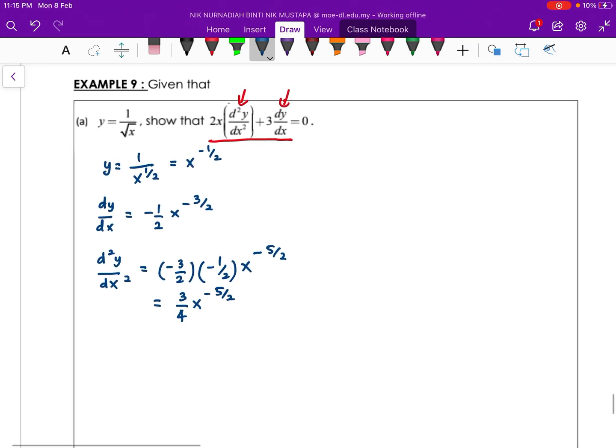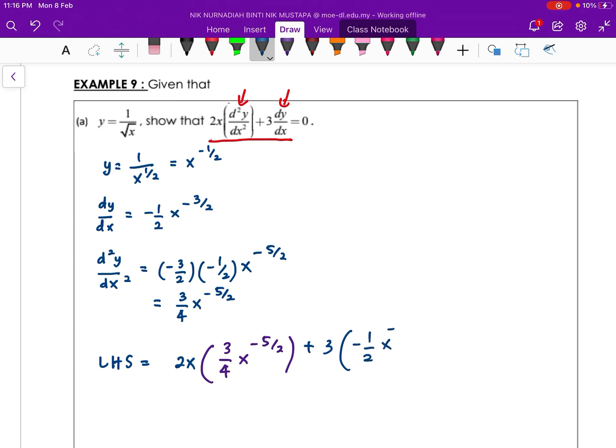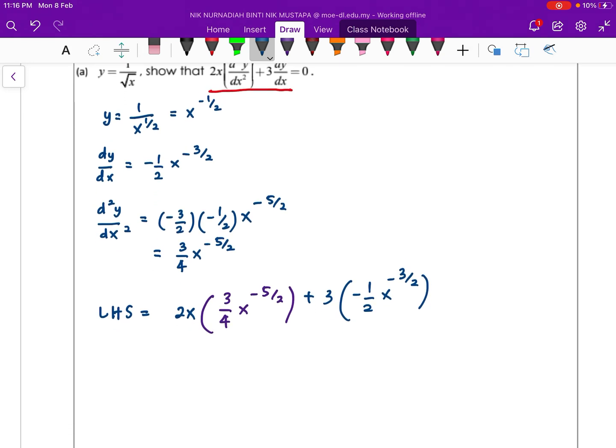And so here we have our dy dx and we have our d2y over dx square. And then we sub everything into the calculation. So our left hand side is equal to 2x, okay, multiply by, okay, what do we have? For our d2y over dx square, we have 3/4 x to the power of negative 5/2. Alright, plus 3. Our dy dx is negative 1/2 x to the power of negative 3/2. Okay, what do we have? Can we get 0 here?